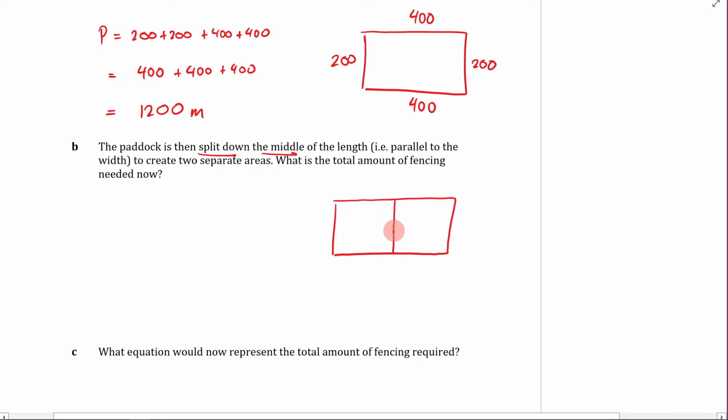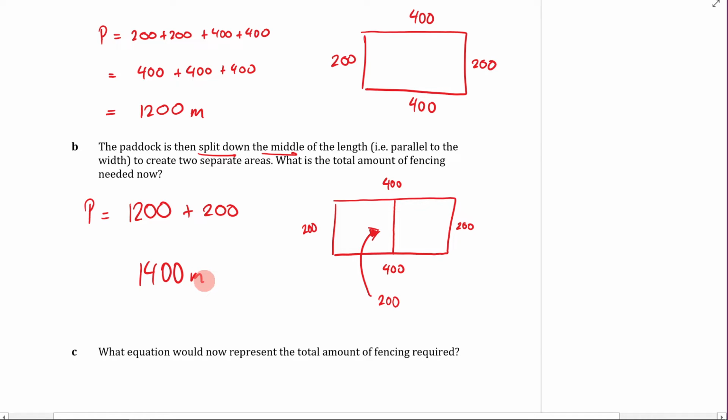So if I've now got this new bit of fencing, would you agree that this is 200, this is 200, this was 400, this was 400, and this new bit of fencing that I've put in, what's the length of that new bit of fencing? Well, hopefully you can identify it's going to be 200. So that means the new perimeter is going to be 1400. So it's going to be 1200 from my original plus an extra 200, which is 1400 meters. And that's going to be my answer to the next one.